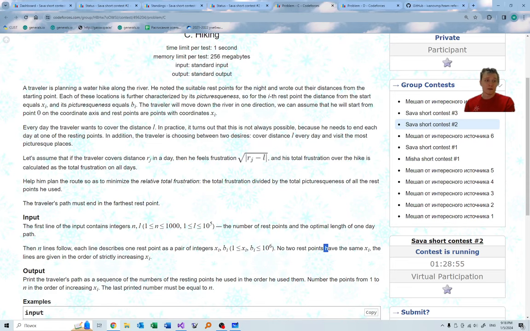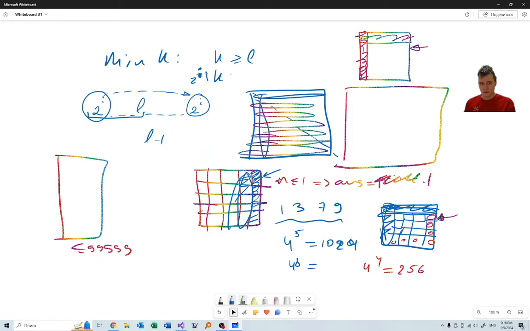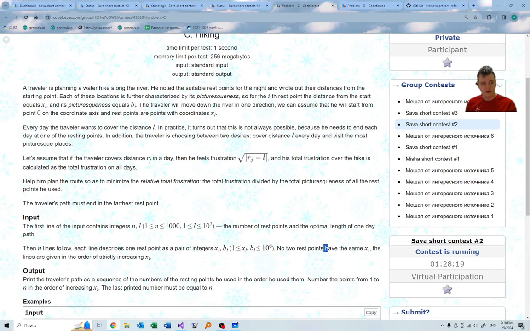We need to minimize the relative total frustration, which is the total frustration divided by the total picturesqueness of all the rest points he used. The traveler's path must end in the farthest rest point, and he always moves down in one direction. So, what is the length of his route? He can make as many, so he can do everything in one day. That's it. No questions asked.